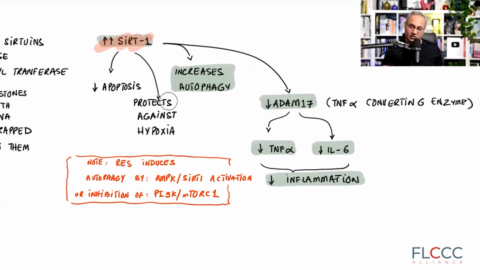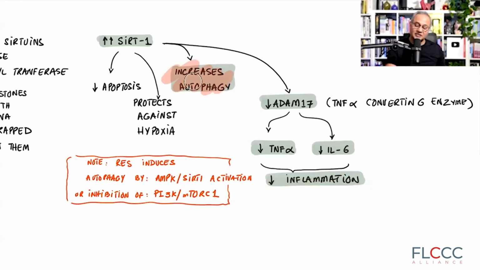When SIRT1, or sirtuin-1, is increased in amount by resveratrol, it in turn reduces the function of another protein called ADAM17. When that is reduced in amount, it reduces tumor necrosis factor alpha and interleukin 6. Have you heard of interleukin 6 blockers throughout the COVID time? There have been drugs used for interleukin 6 block. Here, resveratrol would increase SIRT1, which would reduce ADAM17, which would reduce interleukin 6 production, which would reduce inflammation. That is one of the functions.